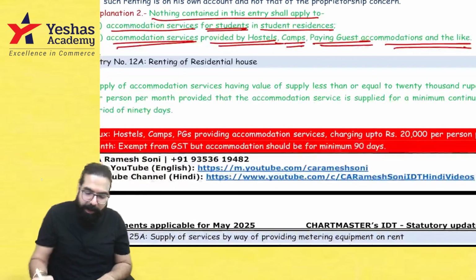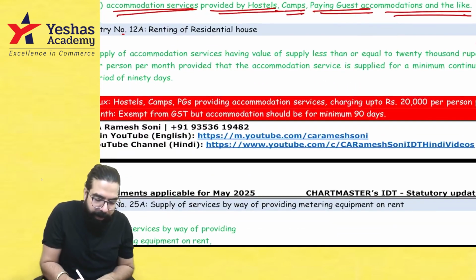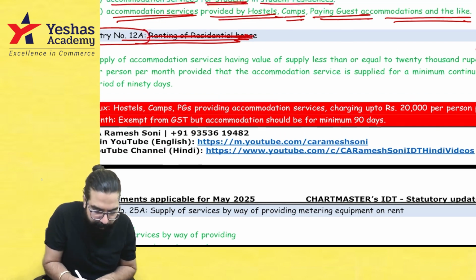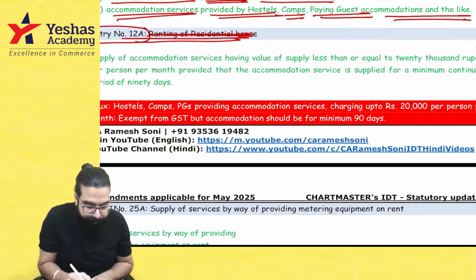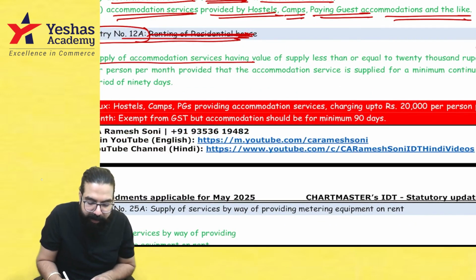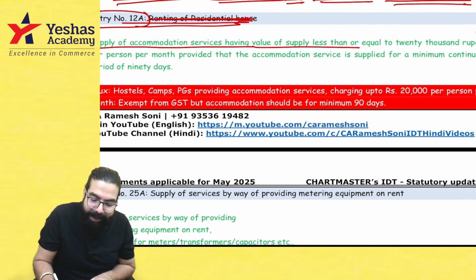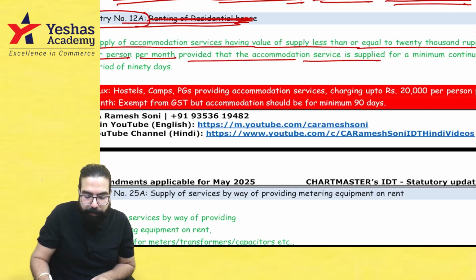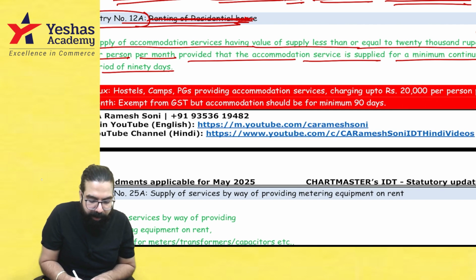But then they inserted one more entry, for the case of PGs etc. Remember entry number 12A. What is entry number 12A? Supply of accommodation service having value of supply less than or equal to 20,000 rupees per month per person, provided the accommodation service is provided for a minimum continuous period of 90 days.